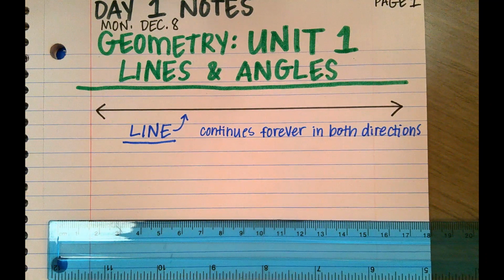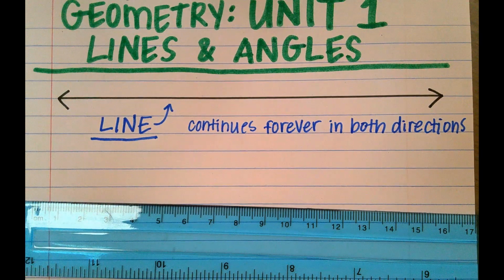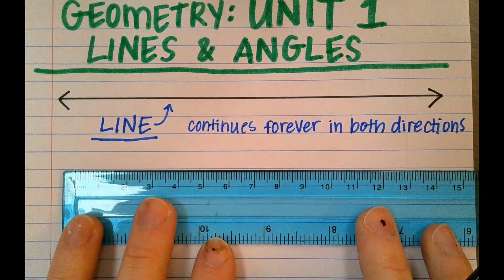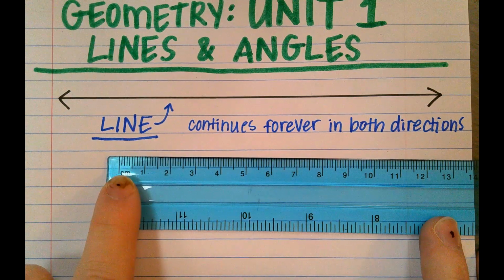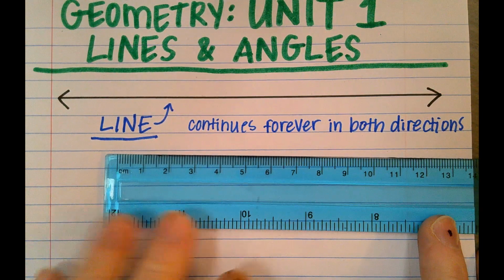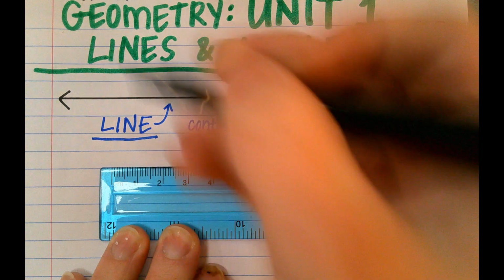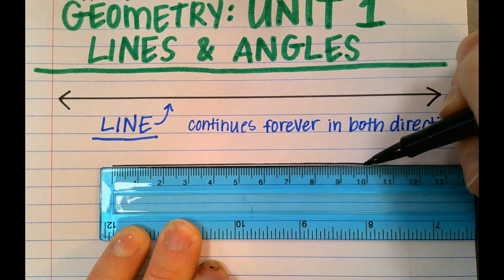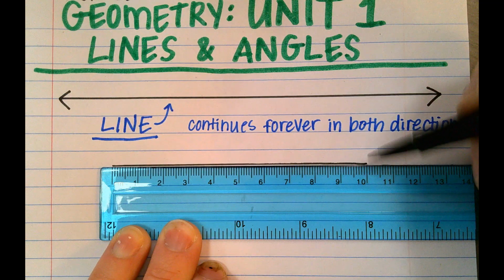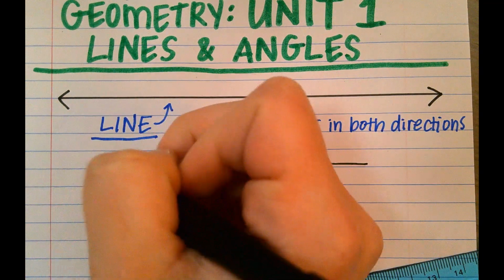Now, after we write that definition, we are going to draw another line, but this time we're going to make it a little smaller. I'm going to use the centimeter side of my ruler. And starting from that first line, I'm going to trace over to about 10 centimeters. About 10.